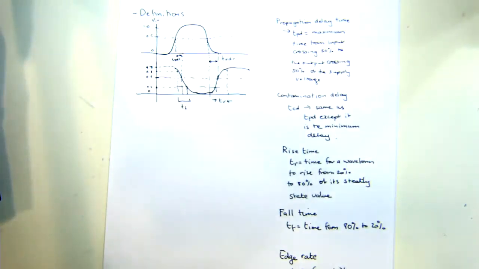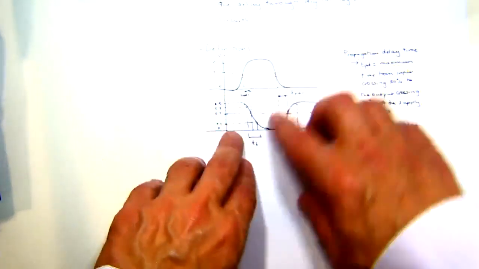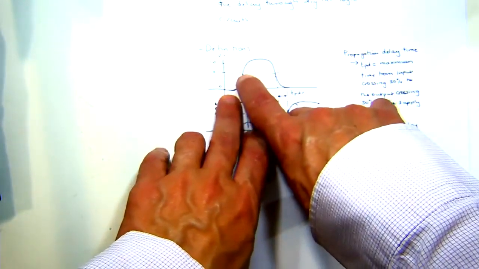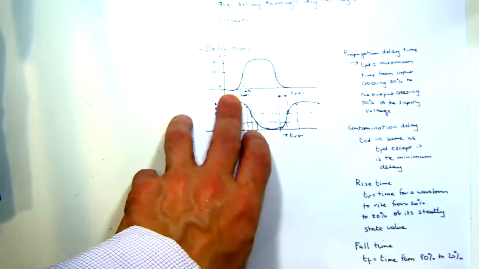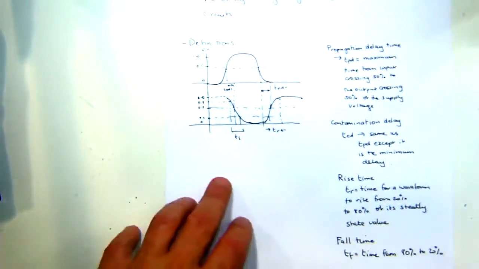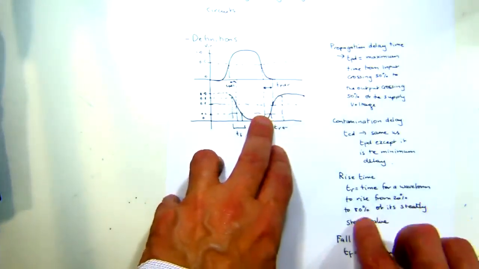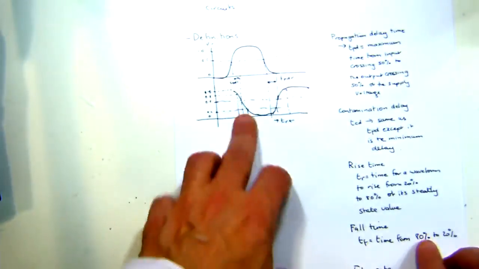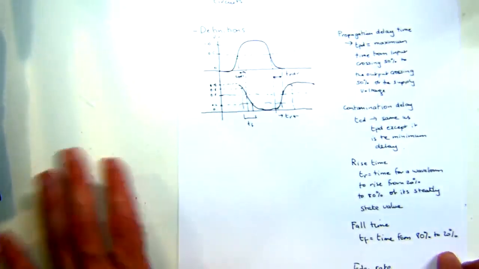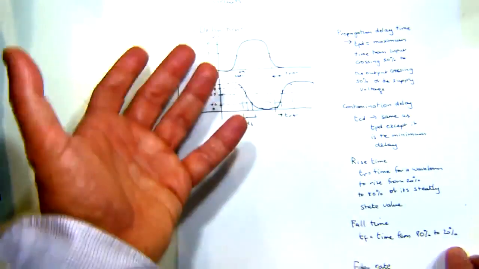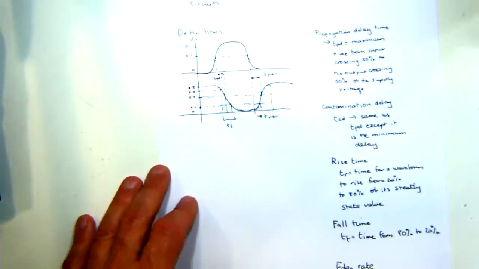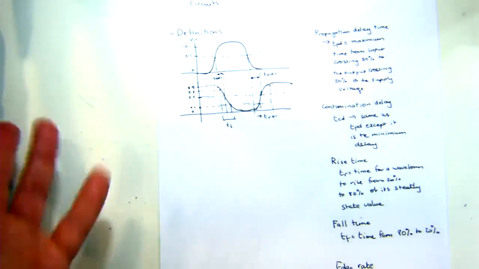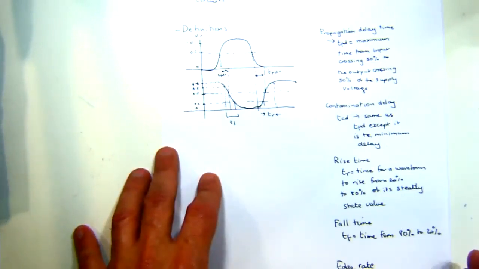So it's essentially, if we look at this point here, the time that it goes from 20% to 80%, rather than 50%. So how fast does the signal rise? And likewise fall time, how fast does this signal actually fall from 80% to 20%. And then we also define edge rate, which is the mean of the rise and fall times.